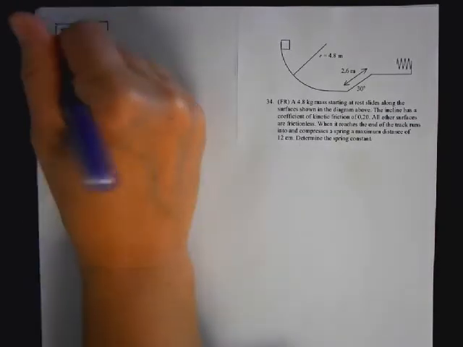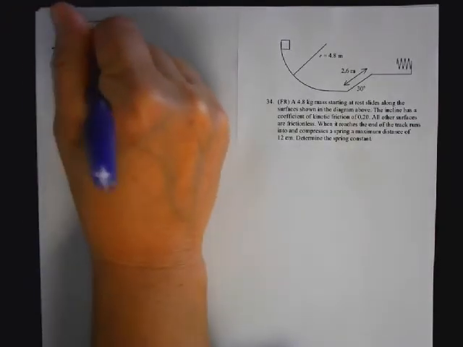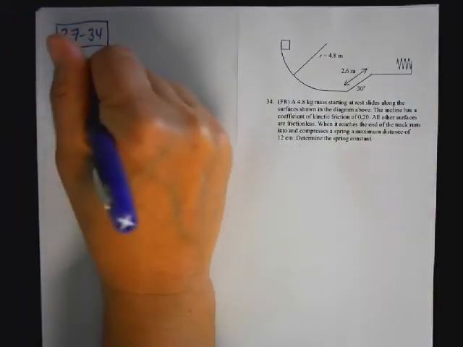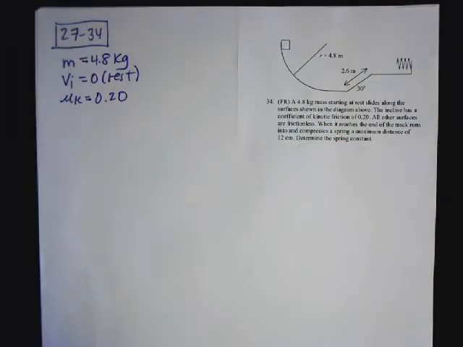It starts from rest, so V_i is 0. It slides along the surface as shown in the diagram. The incline has a coefficient of kinetic friction, so mu sub k is equal to 0.20. All other surfaces are frictionless. When it reaches the end of the track, it runs into and compresses a spring of maximum distance.